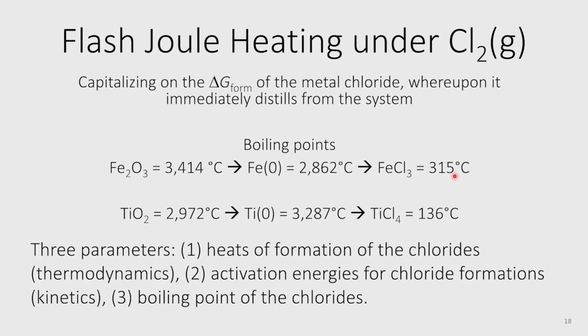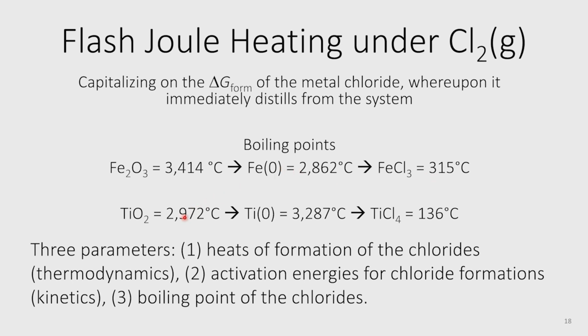And then we've developed a new process for this. We flash it under an atmosphere of chlorine gas. You say, well, what does that do? Well, what we do is we're taking advantage of the free energy of formation of the metal chloride. Why would we want the metal chloride? Look at this. Iron oxide boils at 3,400 degrees centigrade. Iron metal boils at 2,800 degrees. Iron chloride boils at 315. We can dramatically lower the boiling point by thousands of degrees by converting it to the chloride.